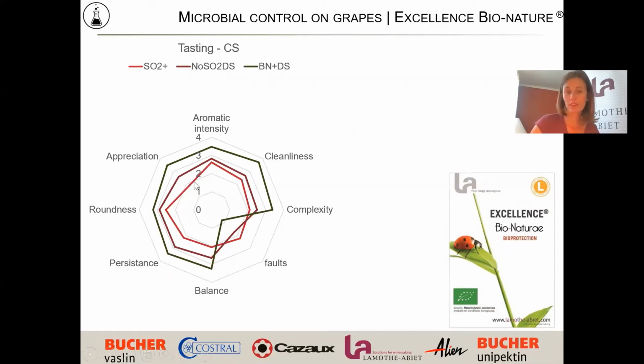You can see that already by reducing sulfur, even without BioNature, we are increasing in general the roundness and the appreciation of the wine. Then when we use BioNature, we double the cleanliness of the wine and the complexity, we completely reduce the faults present in the wine, and increase the balance and the appreciation in general.